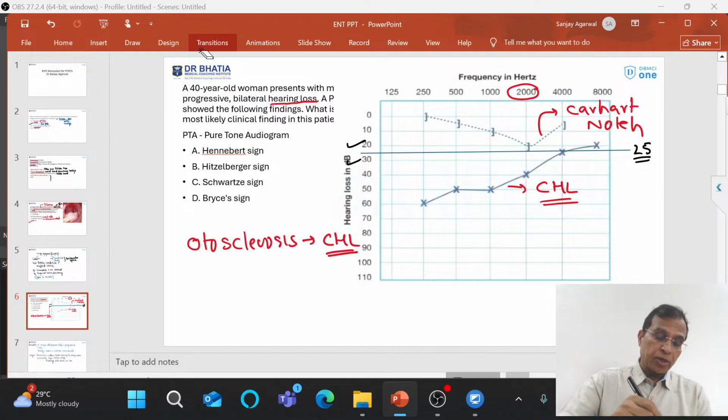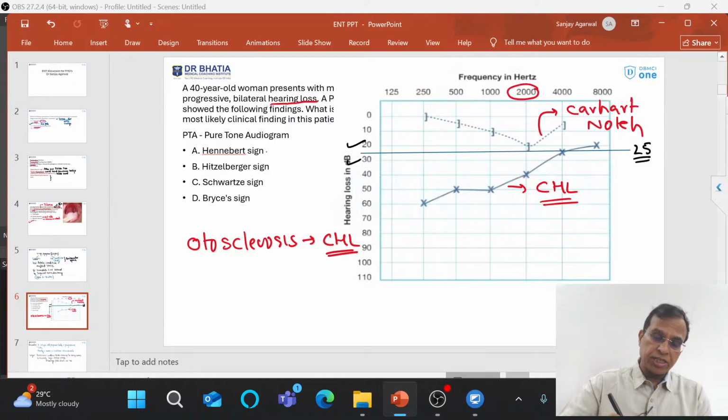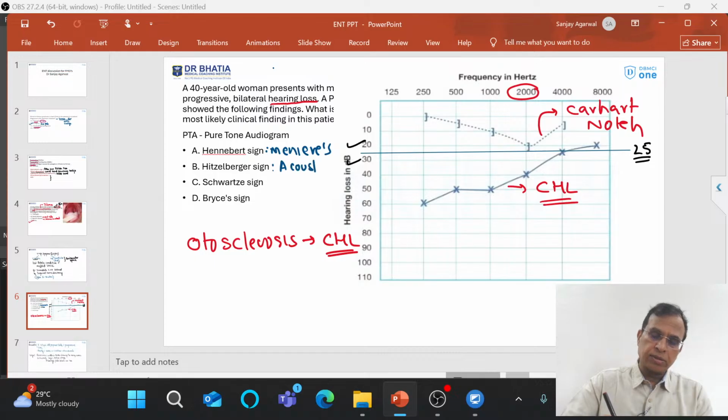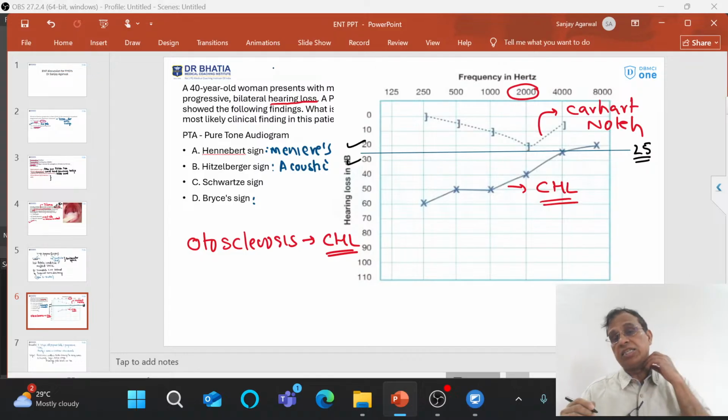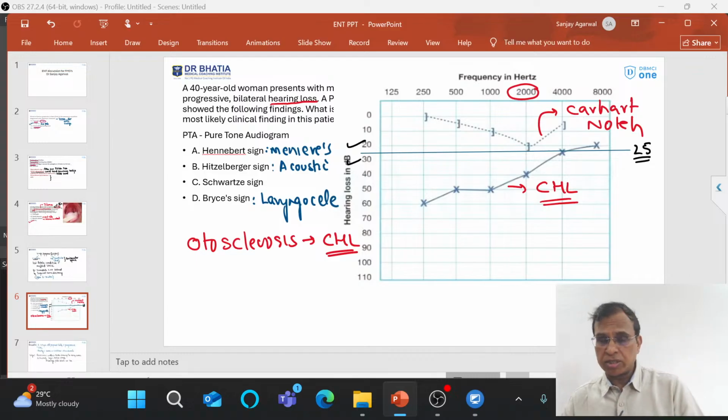Hennebert sign we just discussed is a feature of Ménière's disease. ये Ménière's में होता है ना, याद है? Ménière's in, I told you, Hennebert sign, false positive fistula sign. Hitselberger sign is seen in acoustic neuroma. ये acoustic neuroma की find है. And Bayer's sign is a neck disease. It is not ear disease. It is a throat disease. It is seen in laryngocele. Laryngocele, which is a throat disease, will have Bayer's sign.